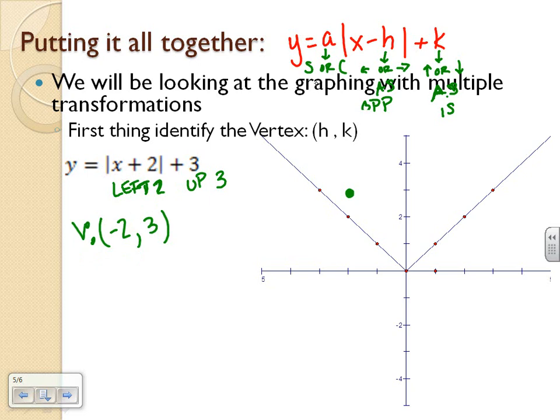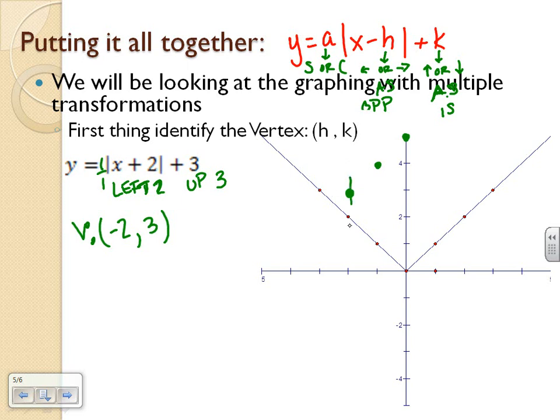Now let's look to see, do we have a stretch or compression? Is there a value of an A in front of X? No. So that means that it is a 1 over 1. So from my vertex, I'm going to go up 1 and over 1. Up 1 and over 1.